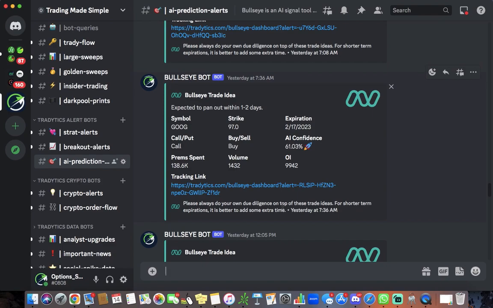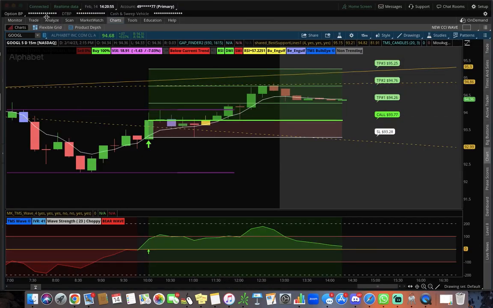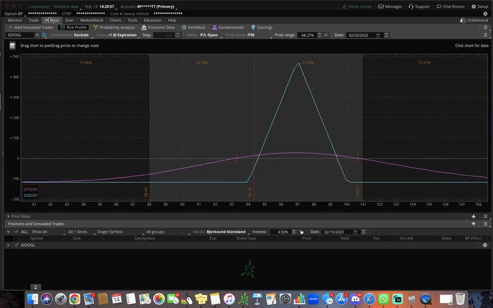So with that being said, I took the 97 strike price, went over to the trade tab, and then created a butterfly. Basically, the 97 is the strike, and I took a $3 wide. So it was 97. We sold 2 97s. We bought a 94 and bought a 100. So bought 1 call at 94, sold 2 at 97, bought 1 at 100, and that made our butterfly.